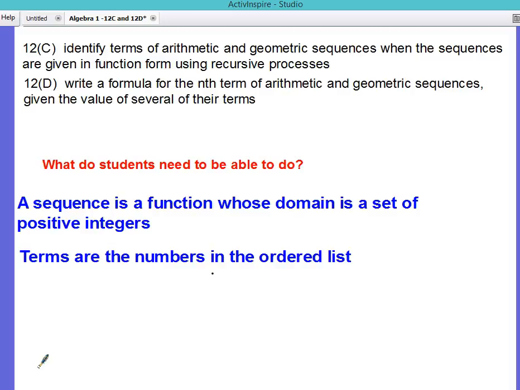So before we begin talking about sequences, let's define two of those terms up there. A sequence is a function whose domain is a set of positive integers. So right there, a sequence is a function. That should not scare us. I think that actually should make some of us feel comfortable. And then terms, when they say terms, terms are numbers in the ordered list. So let's talk about arithmetic and geometric sequences.